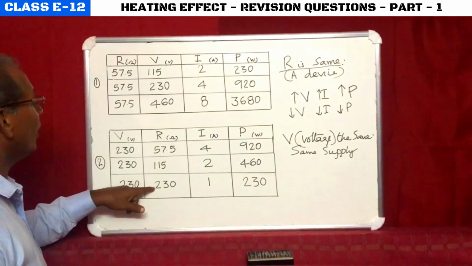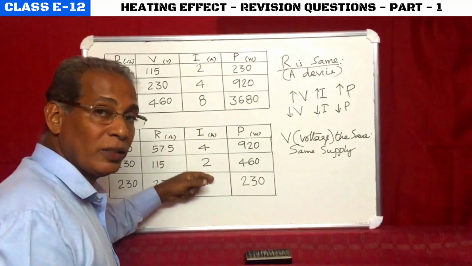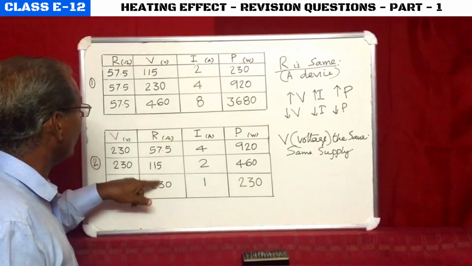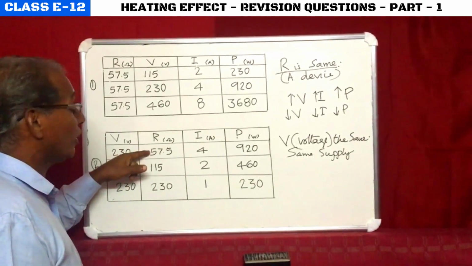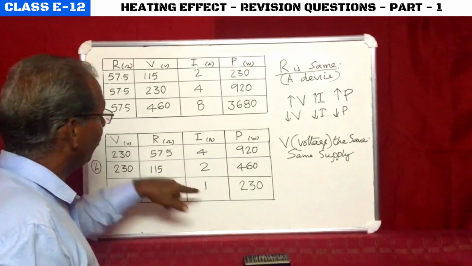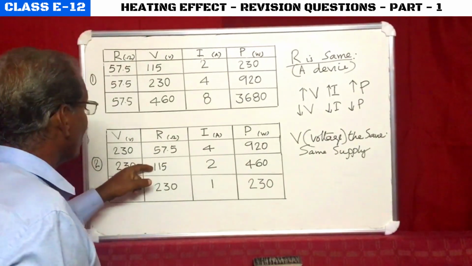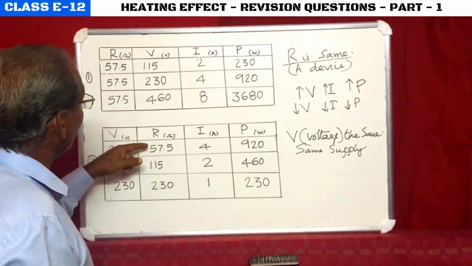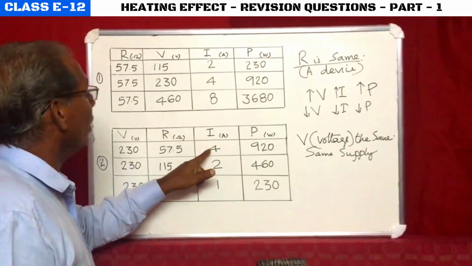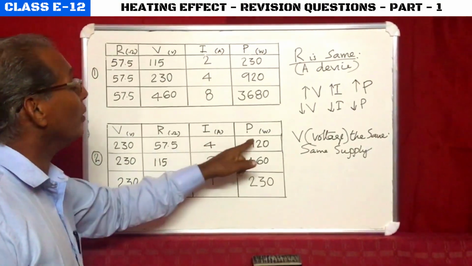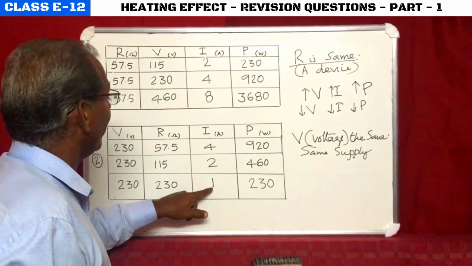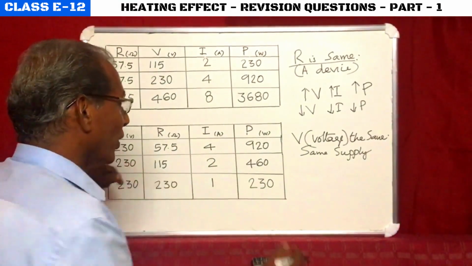Now 230, resistance again increased, current is again decreased, to 1. So if 57.5 becomes 230, that is 4 times, current will become 1 by 4th. If you think of these two, resistance becoming twice, current is becoming half. Here resistance 4 times, current 1 by 4th. So resistance and current, we have to compare these two. Then what about power? If current is 4, power is 920, this is 460, and when current is 1, power is only 230. So we can compare like this.